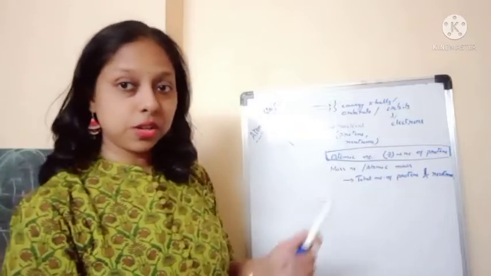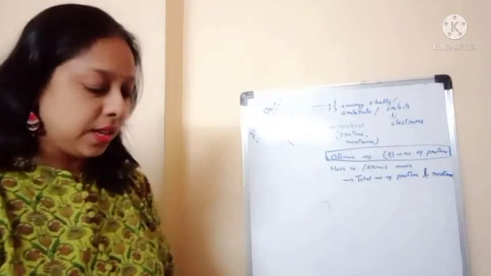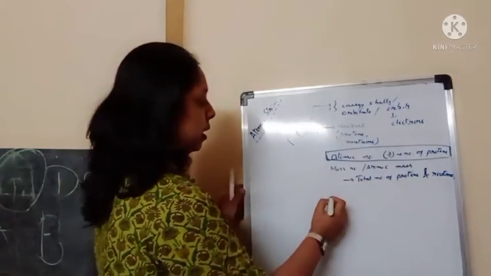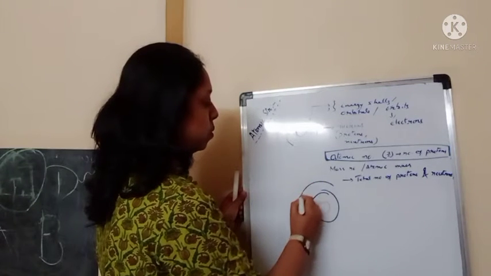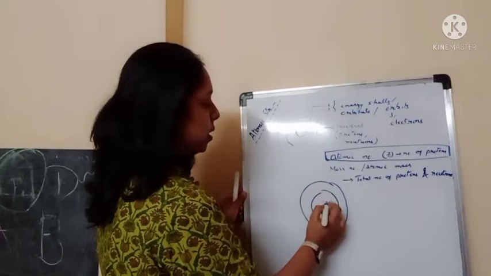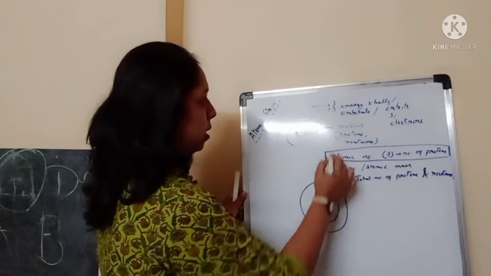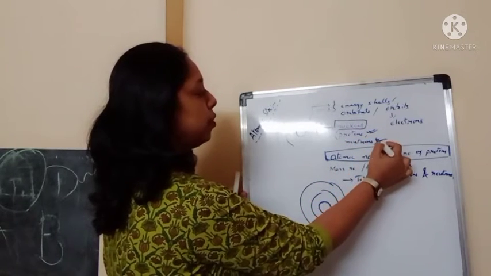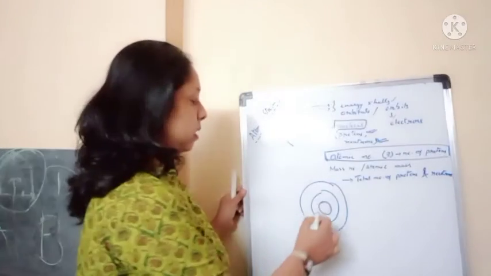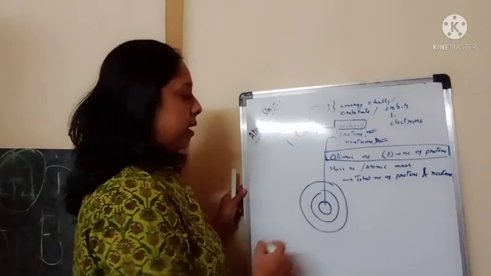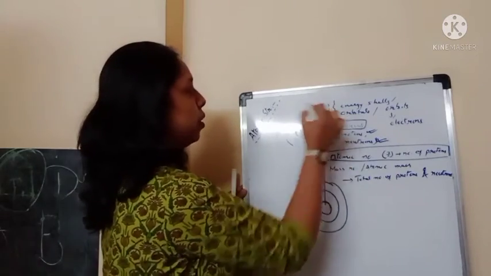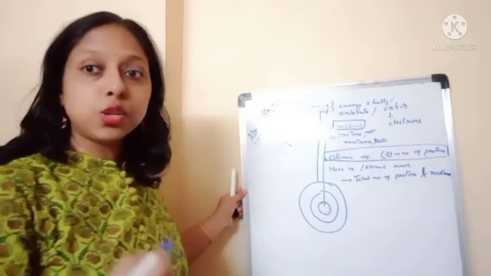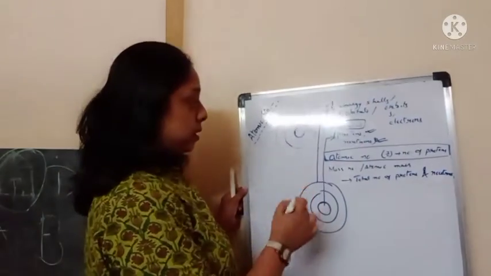So I'll draw the structure here because it is not visible because of the light. Suppose this is a nucleus, and here are the energy orbitals around the nucleus. The nucleus contains the protons and the neutrons, which are centered inside the nucleus. And these are the energy orbitals. We call them energy shells, orbits, or orbitals. So the electrons are present in these orbitals.